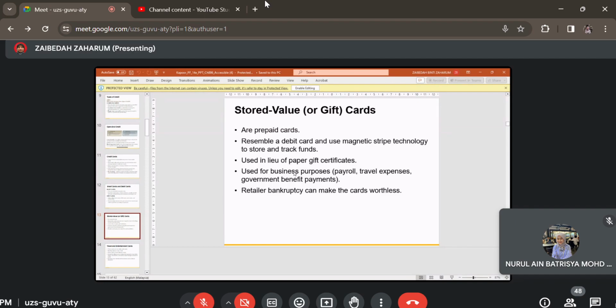Okay, sama juga macam, dia lebih kurang macam e-wallet. Okay. So use in lieu of paper gift certificate. Kadang you akan dapat macam gift certificate. Okay, RM50 gift certificate. Itulah dia kata store value card.